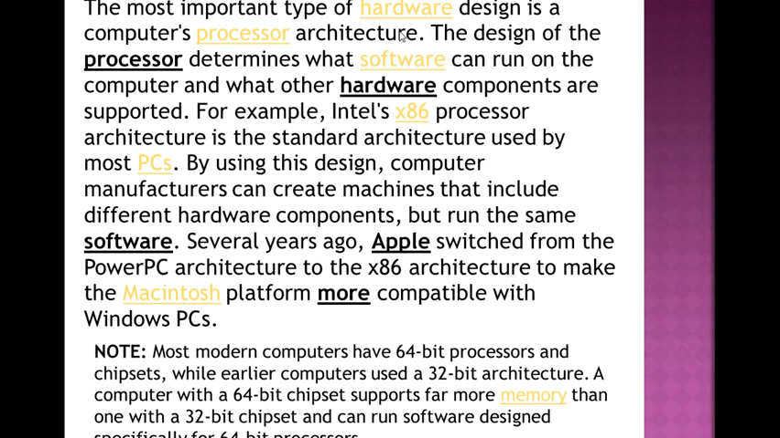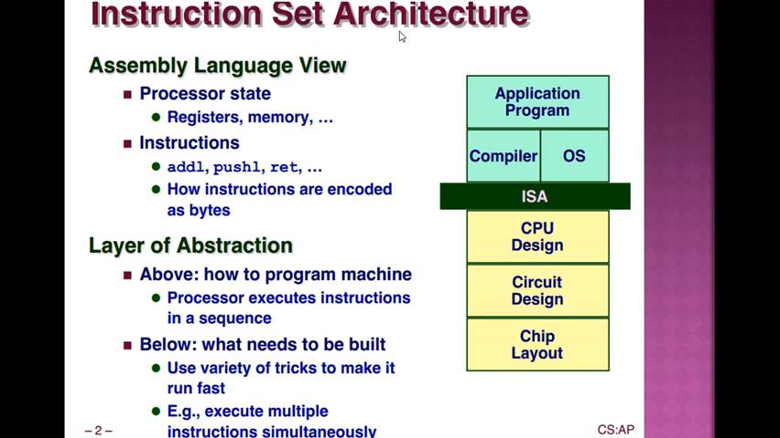Note that most modern computers have 64-bit processors and chipsets. Means the day-to-day modern computers have 64-bit processors, but the earlier computers used 32-bit processors. There is a difference between 64 and 32. Then we also discussed the instruction set architecture, that is ISA.